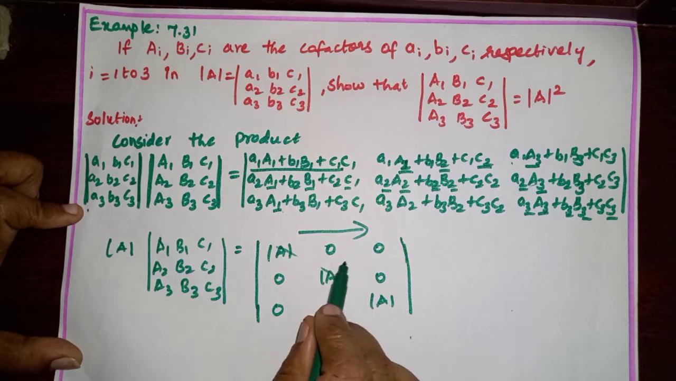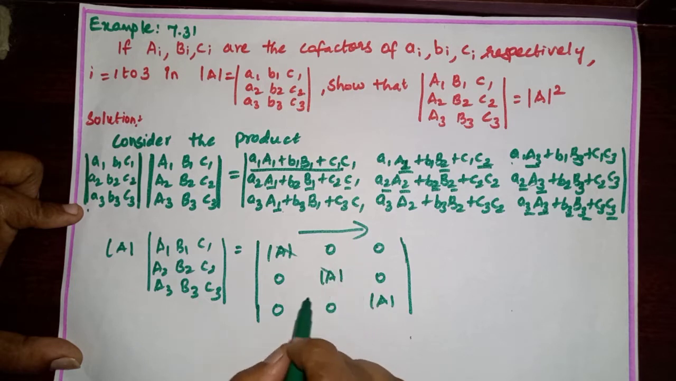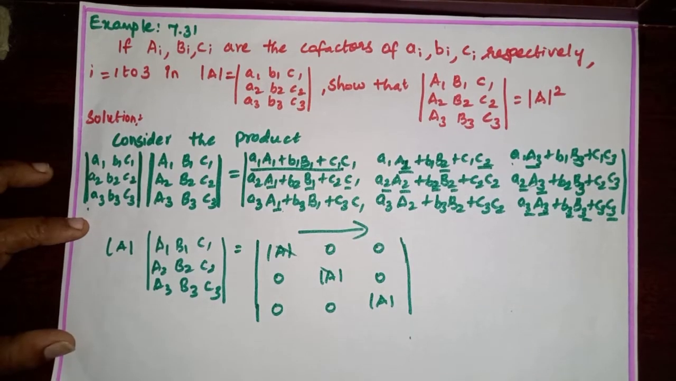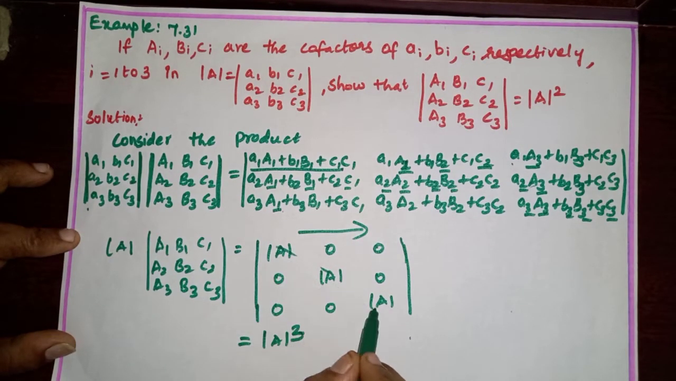You already have learnt about upper triangular matrix and lower triangular matrix. Since all the entries below the principal diagonal are 0, the value of the determinant is determinant of A into determinant of A into determinant of A, which is determinant of A cube, where the first two give determinant of A square.